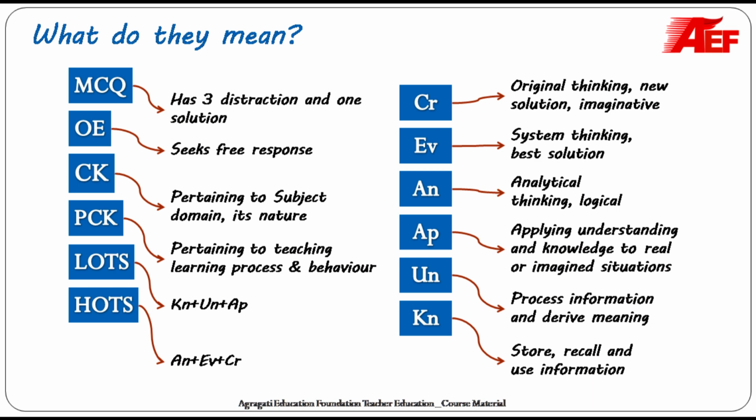Next, look at what they actually do mean. So MCQ is a question type. It's an objective question type which has a stem and three distractors and one solution, which we call the best option. So there are four options, and the best option is the answer for the question. OE seeks free responses, that is, the candidate or the student has to compose his or her answer according to what the question is seeking to answer.